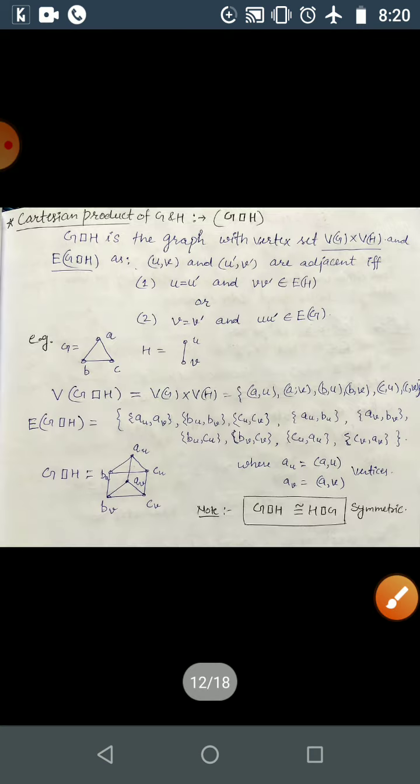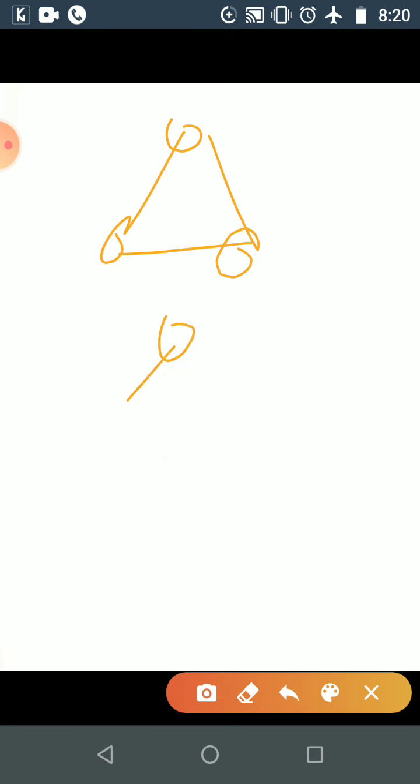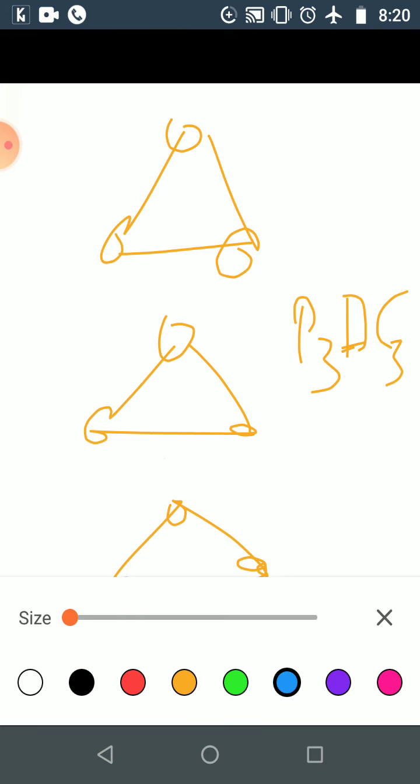So here I have just discussed this one. And if you are getting P3 with C3, then you will be replacing a C3 copy at each vertex of P3. So this is U copy, this is V copy, this is W copy. Okay, so this is P3 Cartesian product with C3. Okay, so P3 Cartesian product of C3. Here the corresponding vertices will be adjacent.